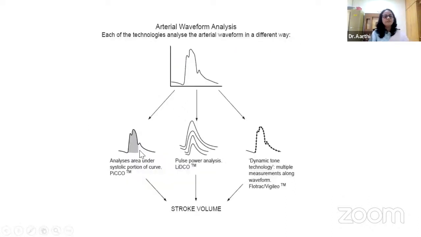So these are the different techniques used in different monitors to assess the arterial waveforms. In the PiCCO technique, as I was mentioning, they analyze the area under the curve, and in the case of LiDCO, lithium dilution, pulse pressure analysis is the methodology used to analyze the arterial waveform. And in FloTrac and Vigileo, dynamic tone with multiple measurements are done, analyzing the multiple waveforms to derive and estimate the stroke volume, and indirectly the cardiac output.